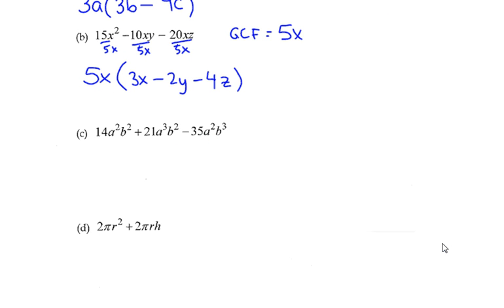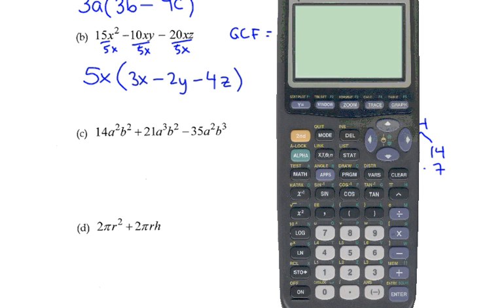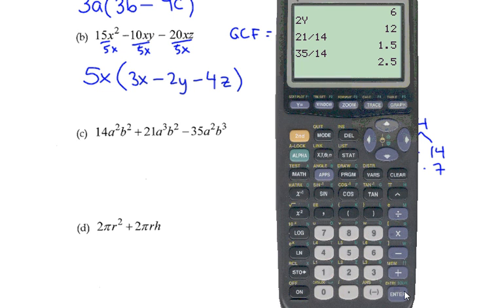Okay, 14, 21, 35. The smart thing would be to look just at the largest or smallest number, which is 14. The factors of 14 are 1 times 14, 2 times 7. So we check: does 14 go into 21 or 35? That's the largest factor. No, it doesn't. So we go on to the next largest factor of 14, which is 7. Will 7 go into 21 and 35? Yes. So we know our GCF is going to have a 7.